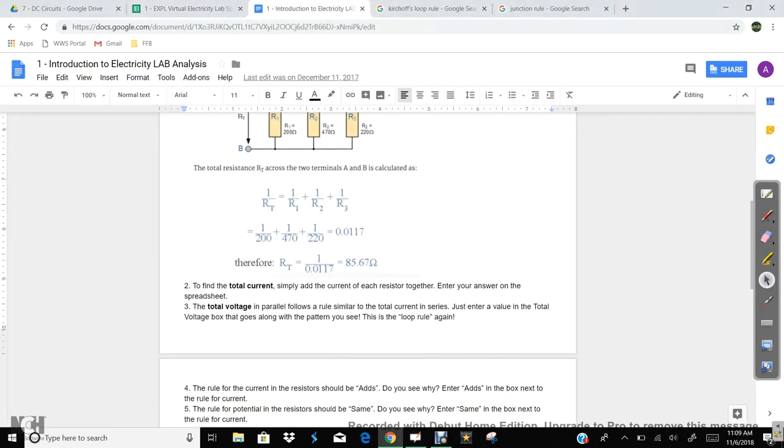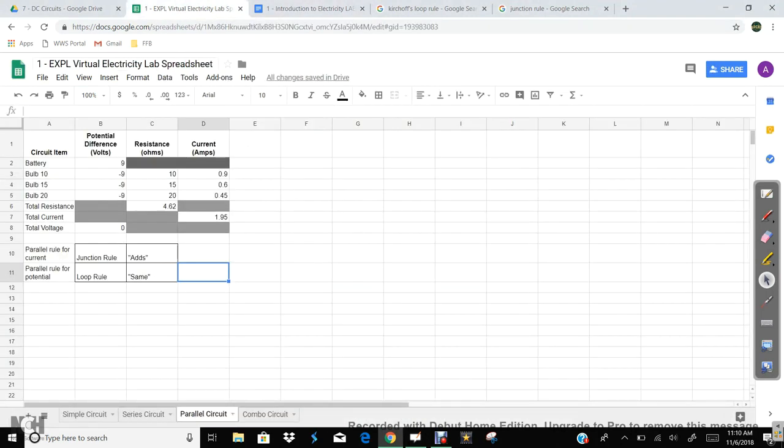We've done the total resistance. It says to find the total current, simply add the current of each resistor together, enter your answer on the spreadsheet. So if you were to measure the current at each of those bulbs, you would have found that at the 10 ohm bulb it was 0.9 amps, at the 15 ohm bulb 0.6, and 0.45 at the 20 ohm bulb. If you add all of those up together, it comes out to be 1.95 amps. So you can see up here that I just entered an equation, the sum of all three of these, to get the current right there.